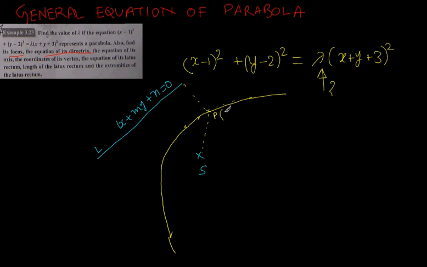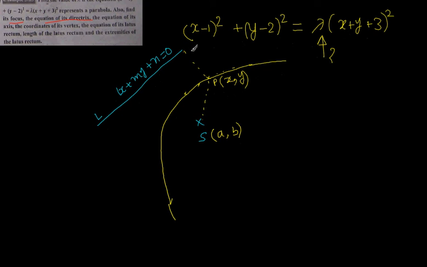This is a general point P(x, y). This is a fixed point S, let's take it as (a, b), or whatever. This is the fixed point, and this one is a fixed line. Then according to the definition of the parabola, with M the foot of the perpendicular, this is M, this is P and S, distance MP should be equal to PS.